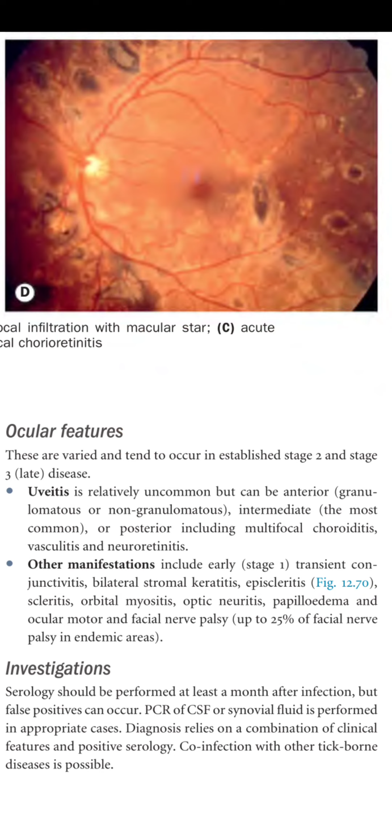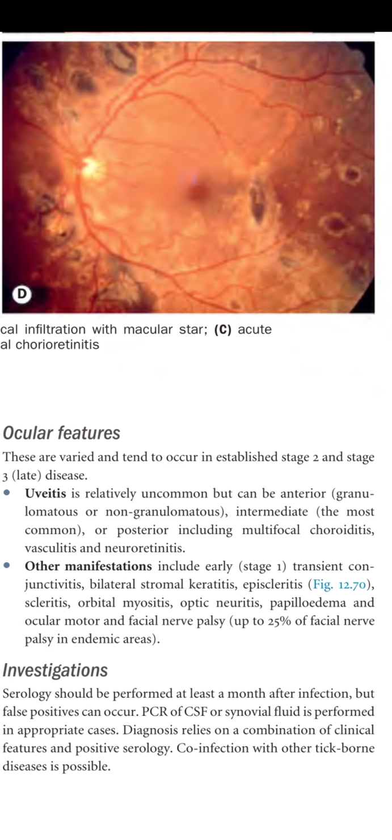Other manifestations include early stage 1 transient conjunctivitis, stromal keratitis, episcleritis, scleritis, orbital myositis, optic neuritis, papilledema, and oculomotor and facial nerve palsies, with up to 25% facial nerve palsies in endemic areas. So other manifestations of Lyme disease include conjunctivitis, keratitis, scleritis, myositis, neuritis, and facial nerve palsy.